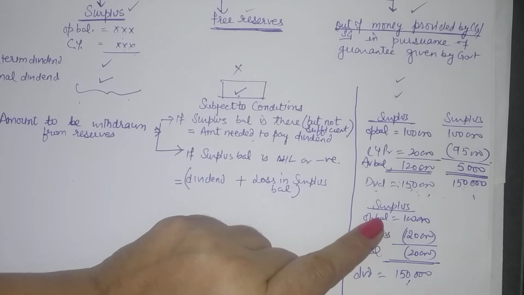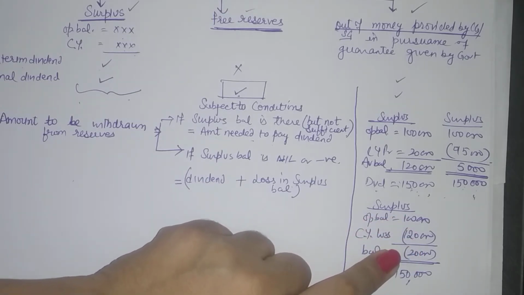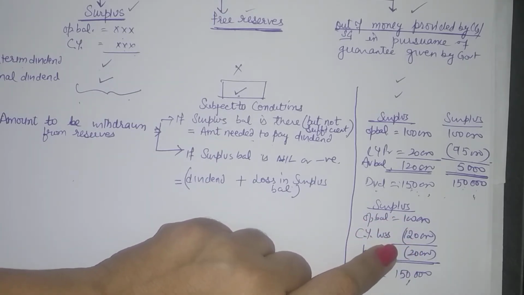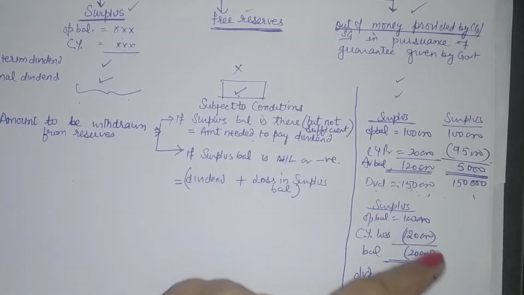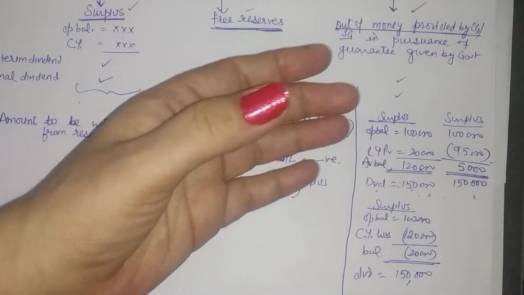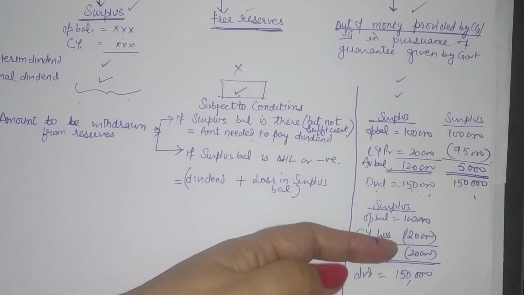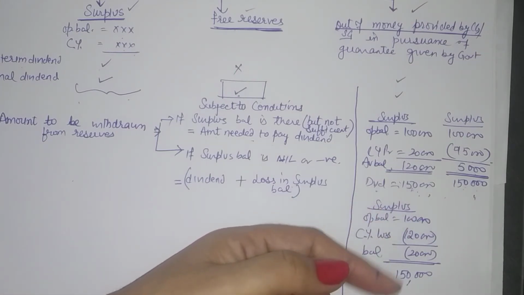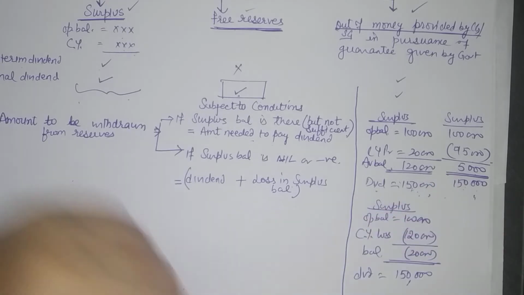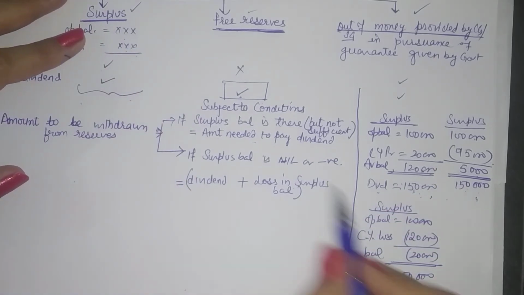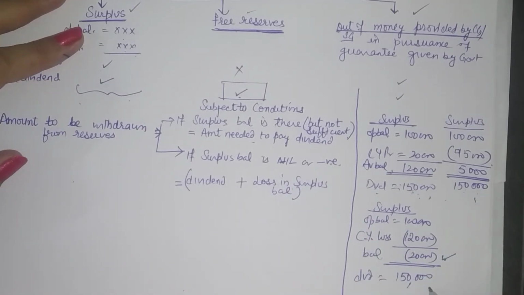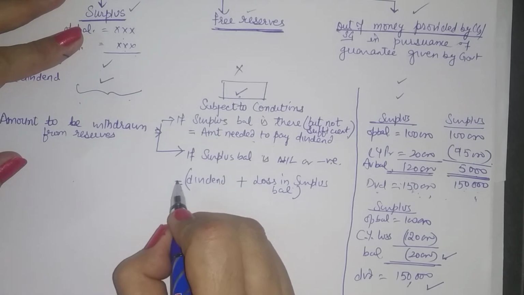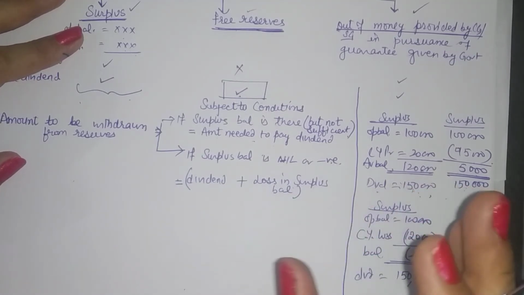Now the Companies Act says that you need to make up for this loss first. That means you need to cancel this loss first. So if you are to withdraw from your reserves, you need to withdraw an amount first to cancel this loss and then to pay the dividend. So it is not that we are to take up the amount only for dividend. If you have a net loss coming here, you need to adjust this first. So the surplus balance is nil or negative, so we will be withdrawing 20,000 rupees to make up for this loss and 1,50,000 for dividends. So our total withdrawal will now be 1,70,000.